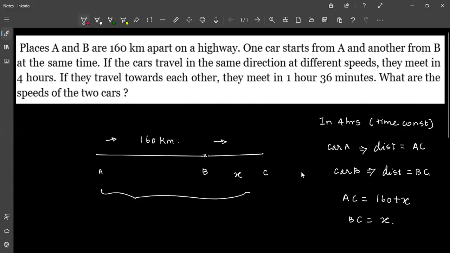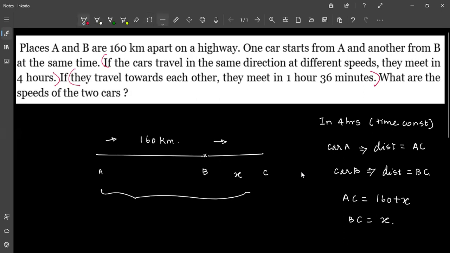Here, there are two pieces of information given. One is they move in the same direction and they meet in 4 hours. The other information is they travel towards each other. Okay, unlike in the first case, now they travel towards each other. They meet in less time, which is 1 hour and 36 minutes.